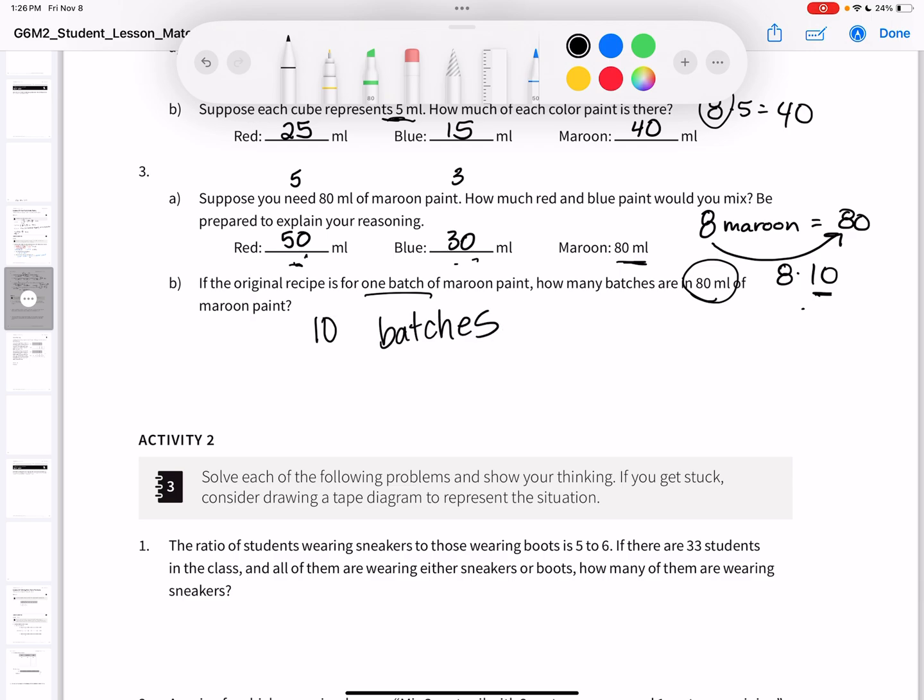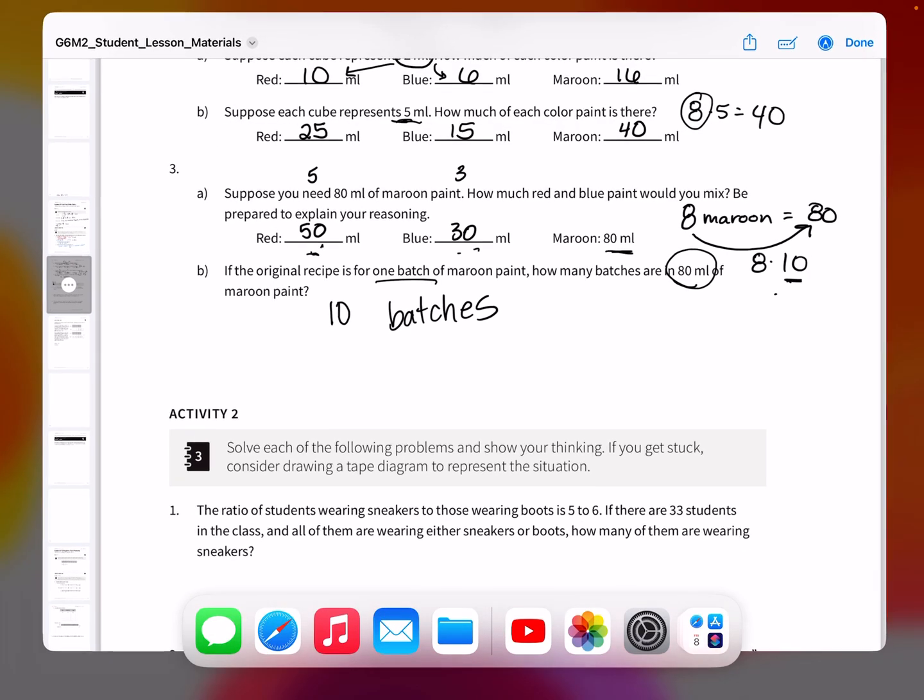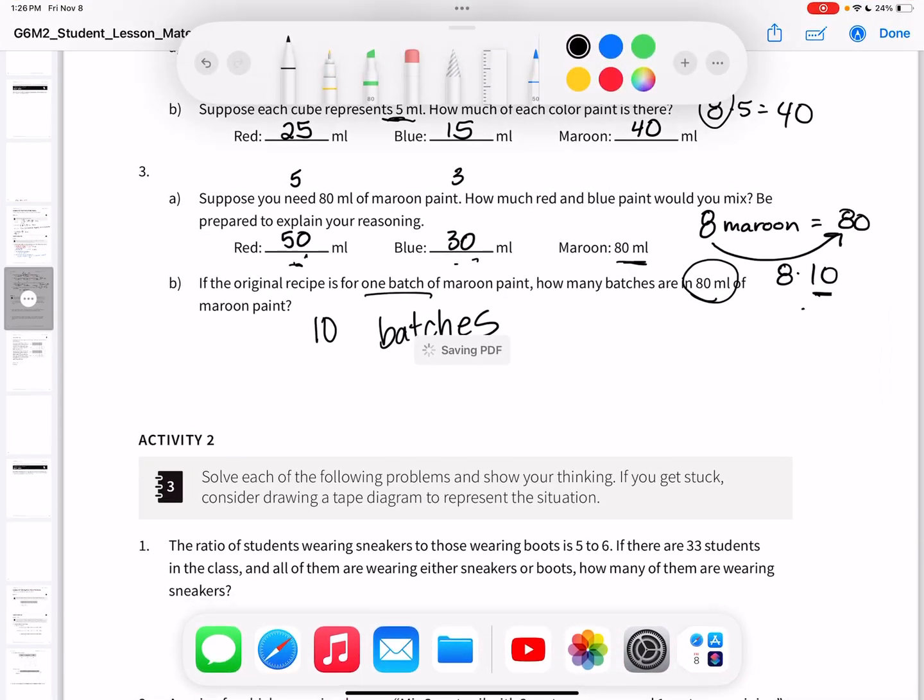All right. Let's save that, so if it jumps on me, we won't lose it all.